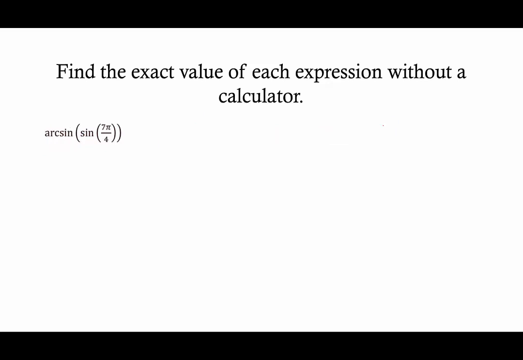What about this one? We have arcsine of sine of 7π/4. Can we just cancel out the arcsine and sine? We cannot. Why not? 7π/4 is not in the range of arcsine. Remember the domain for arcsine was from -1 to 1, and the range was from -π/2 to π/2. Well, 7π/4 is much bigger than π/2, so we can't just play that game. What we can do instead is break it down and do this step by step.